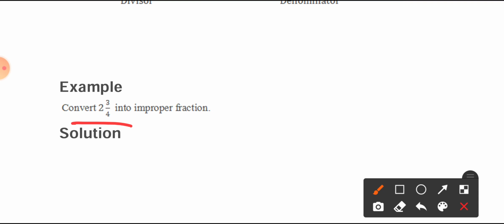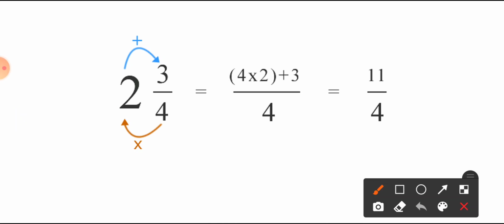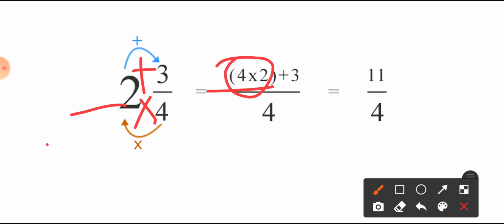Convert 2 3 by 4 into an improper fraction. You can see that 2 3 by 4 is a mixed fraction. Now how to change it into an improper fraction? As we have seen, first of all you have to multiply this 2 into 4. So 4 2s are 8. After multiplying, you have to add plus 3. 2 is the whole part, means the complete part, 3 is the numerator, 4 is the denominator.